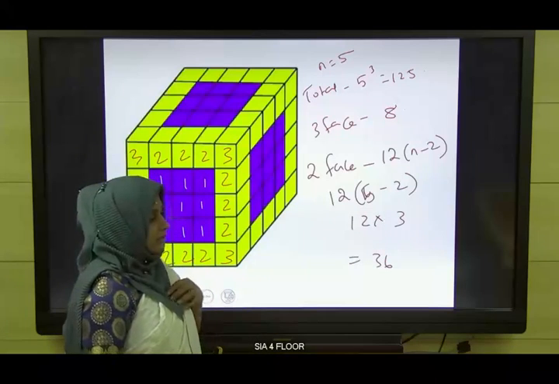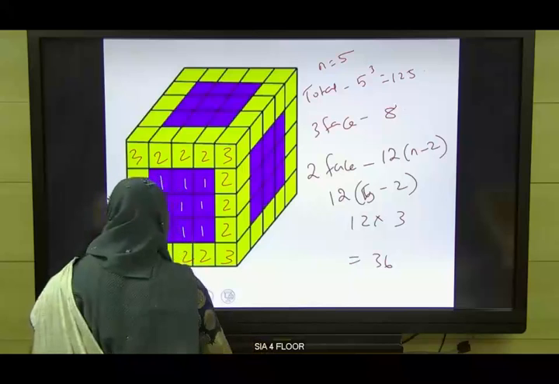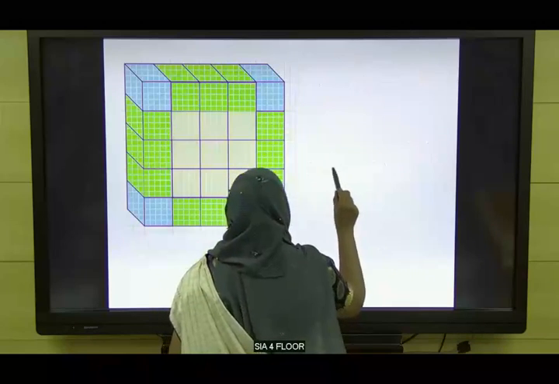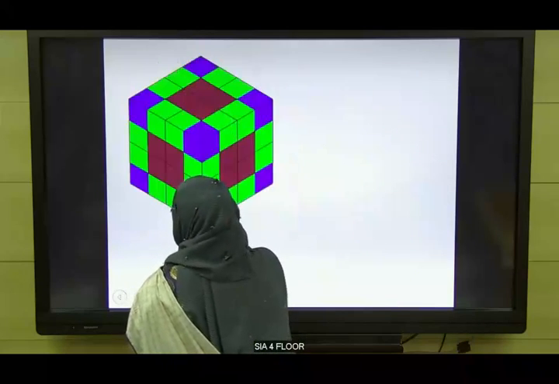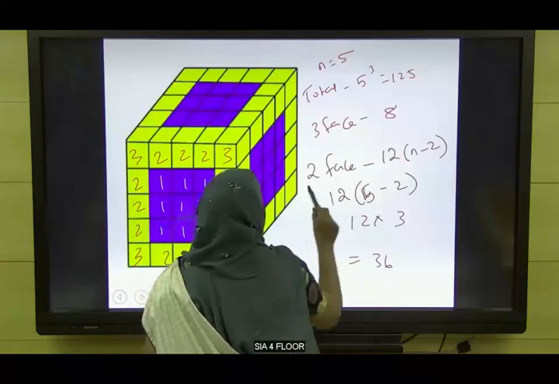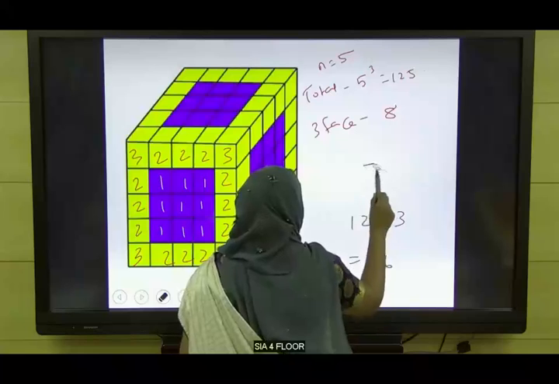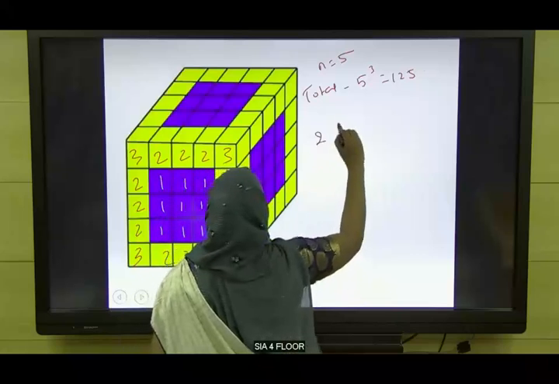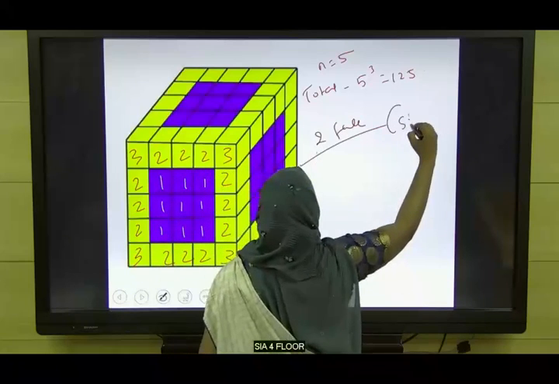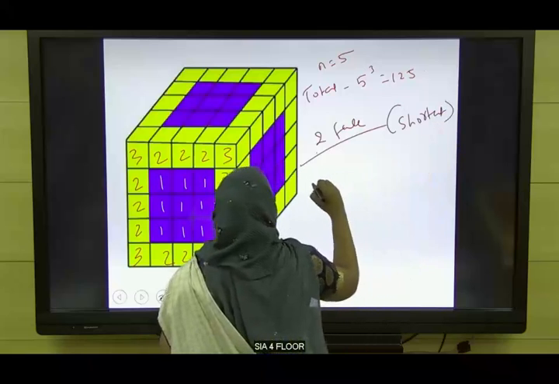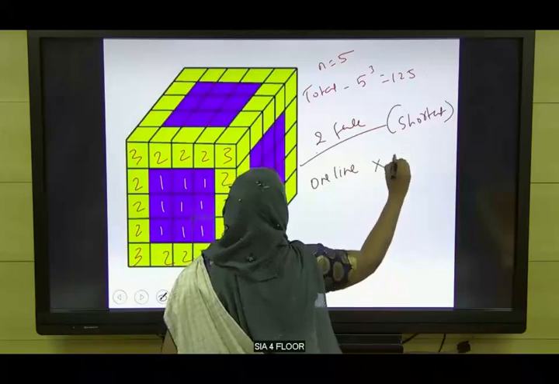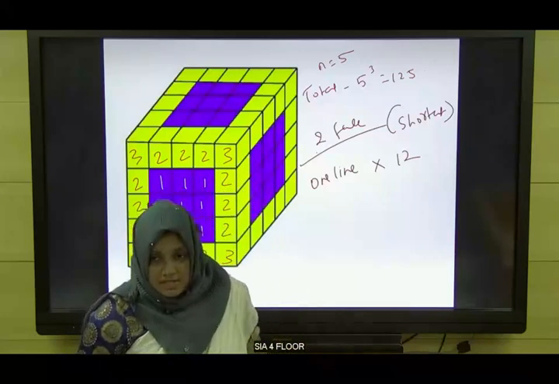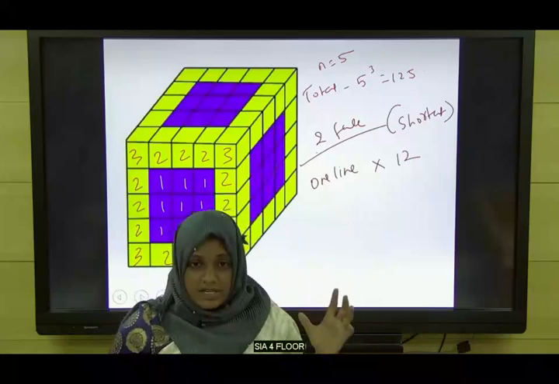First copy this. Okay, two face. Mention it is a shortcut. In one line you always have to see how many are there, and there are totally 12 lines. So for 12 lines, any cube contains 12 lines. Okay, 12 edges. It's a fact, no? It's like 8 corners. There are 8 corners. Like that there are 12 edges.